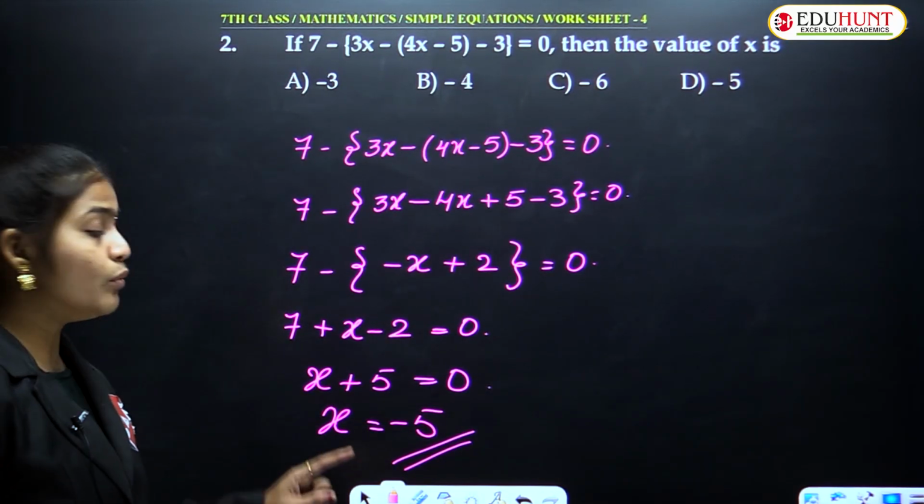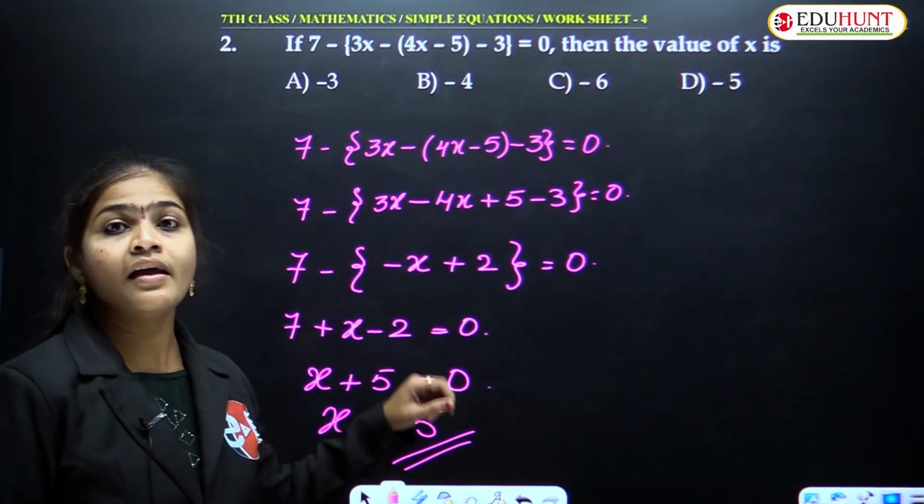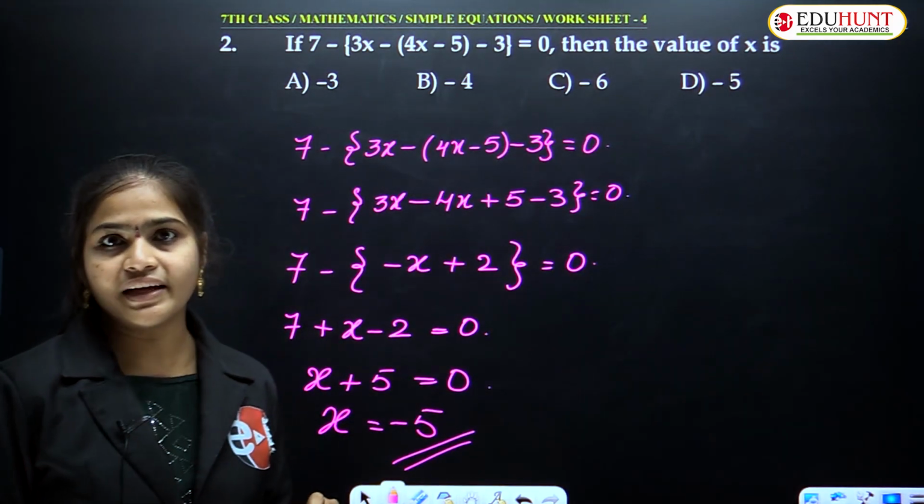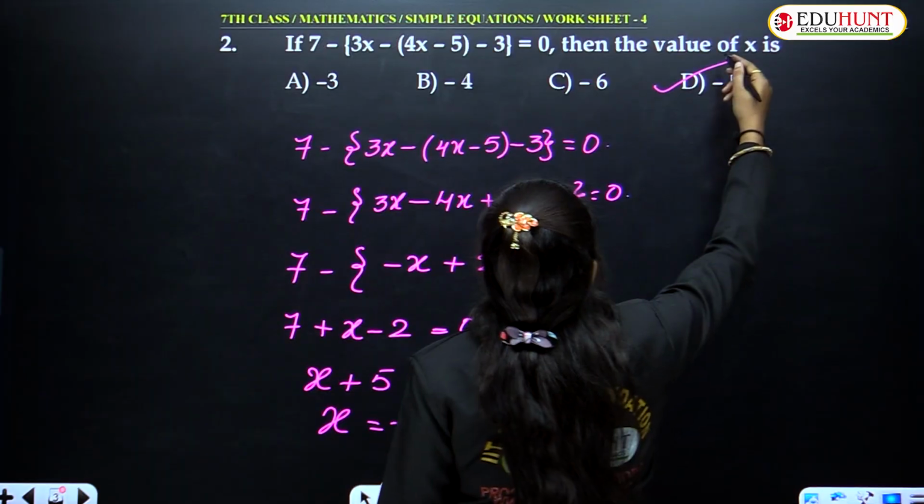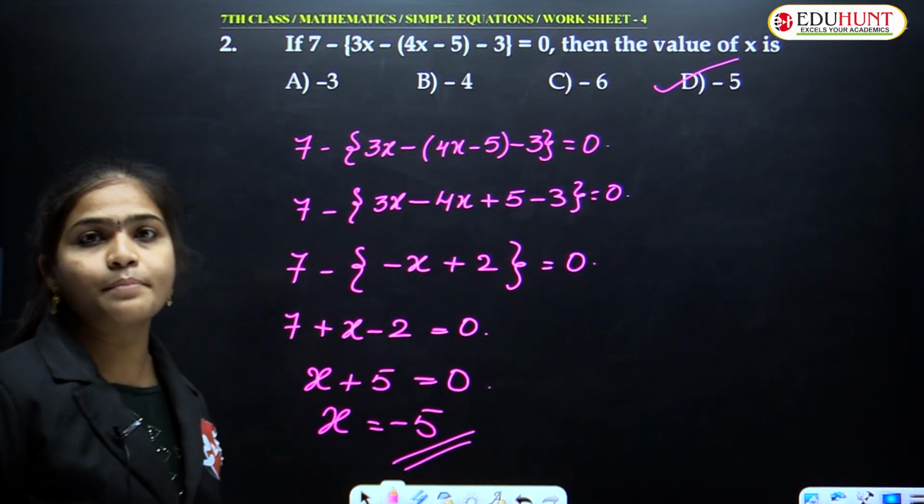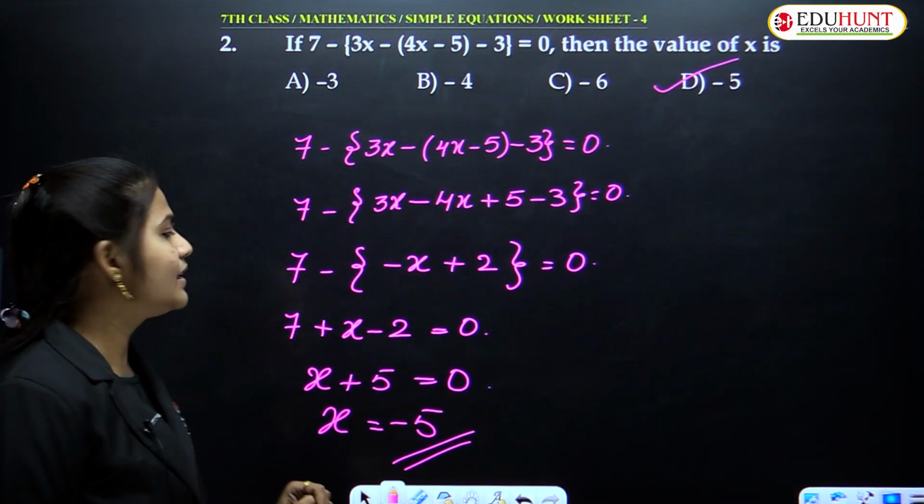Understand? Finally, what is the root of this equation here? Minus 5 is the root of the given equation. So, as per this one, which option is correct here? Yes, option D is correct. That is minus 5. Understand?